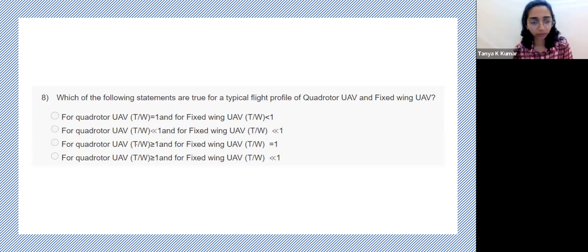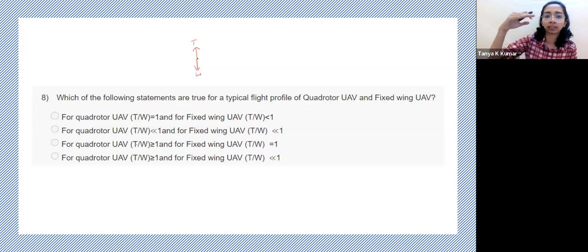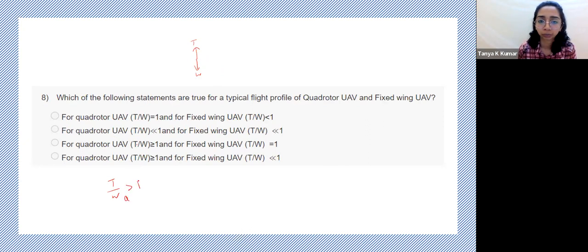Yes. So if it has 4 rotors, it produces thrust in the upward direction, and this completely balances your weight. If it has to remain at a particular altitude, if it has to hover, thrust is the only thing that balances your weight. So for it to climb, the thrust has to be greater than weight. So for a quadrotor, T by W has to be greater than 1.